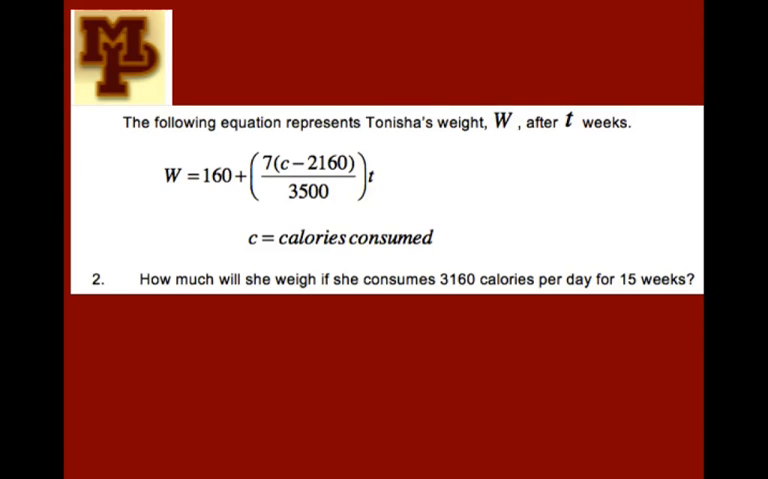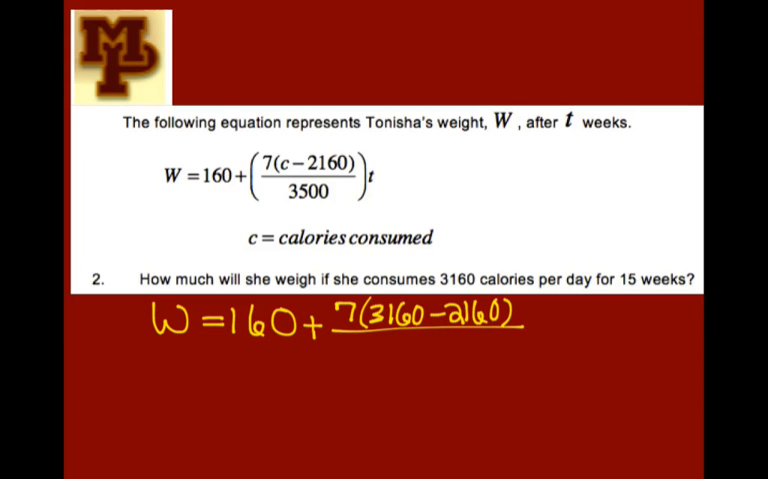Okay, next one we have Tanisha, and she's going to take in 3160 calories, so we're going to try to figure out her weight. So we have W equals, and we're just going to again plug in the numbers. So we have 160 plus, and we've got 7, we've got 3160 minus 2160, divided by 3500, and then times the 15 weeks again.